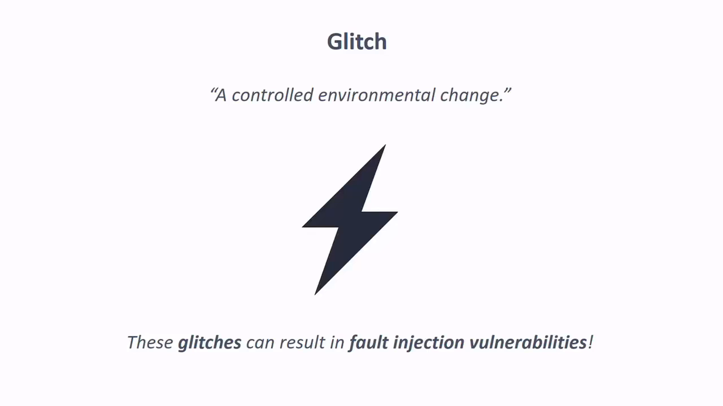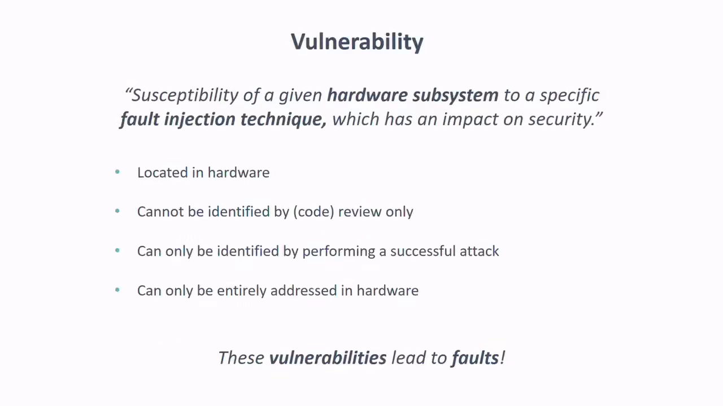We will introduce a few terms to get you up to speed. Whenever we're talking about glitches, we're talking about the environmental change. This can be a laser pulse or a voltage glitch. These glitches can trigger the vulnerabilities embedded in the chips we are talking about. And the vulnerability here is a little bit different than a software vulnerability. It's really the sensitiveness or the susceptibility of a given hardware subsystem to a particular fault injection technique, with an impact on the security that's implemented in that particular chip. These vulnerabilities are embedded in the hardware, and it's very difficult from a design to see if this vulnerability is applicable or not.